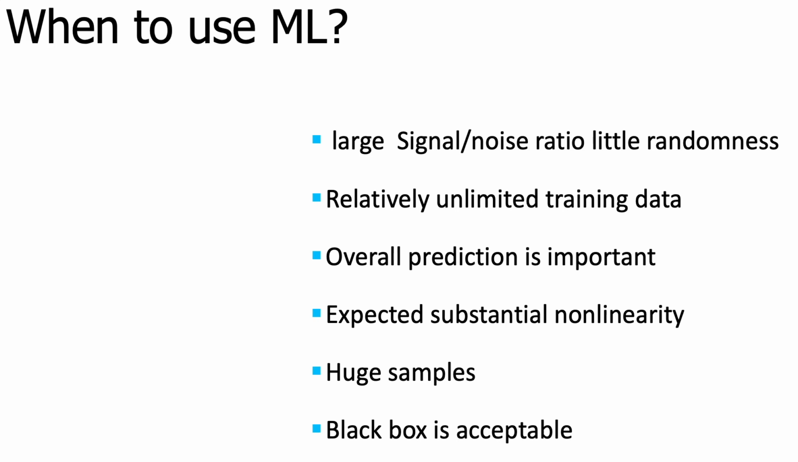We can expect substantial nonlinearity that we cannot understand. This especially goes for image, sound and text recognition, where we really do not know what the relationship is, but we certainly know that it's not linear, so going for machine learning might be okay. Also with huge samples, because working with huge samples is not that easy with statistical models, and when we can accept the black box. Machine learning models are generally black boxes. We can modify them in multiple ways, but they are still black boxes.